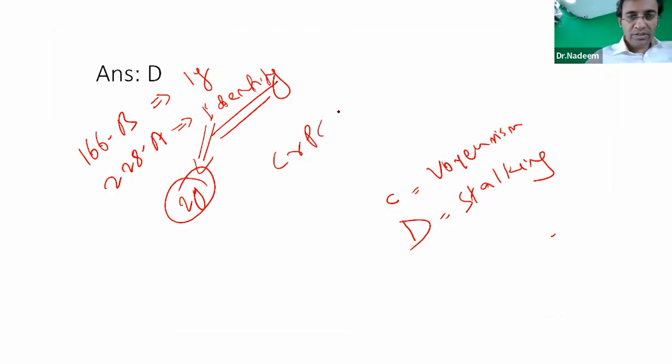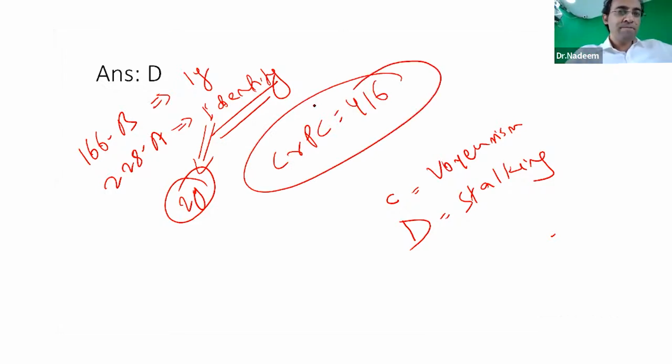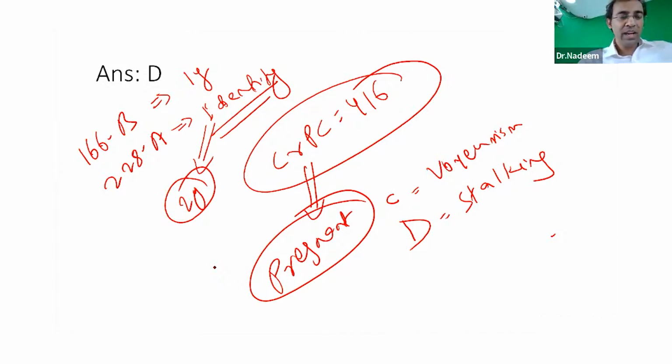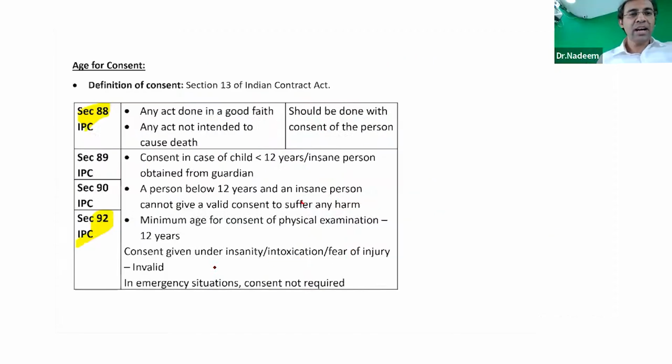What was CRPC 416? If a female who was given a death sentence is found to be pregnant, the death sentence can be modified to either lifetime jail or postponement of the death sentence. These are important IPCs.